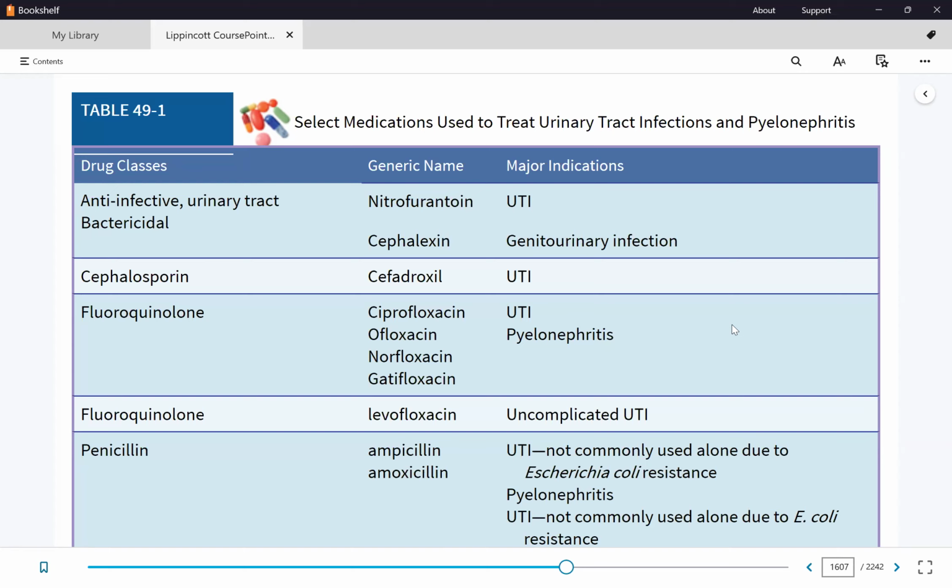Okay. Now you notice that the title is UTI and pyelonephritis. We'll discuss pyelonephritis next. Now, pyelonephritis is no longer a simple UTI. This means if it's pyelonephritis, this is now infection of the kidney. But most cases of pyelonephritis start as a UTI.